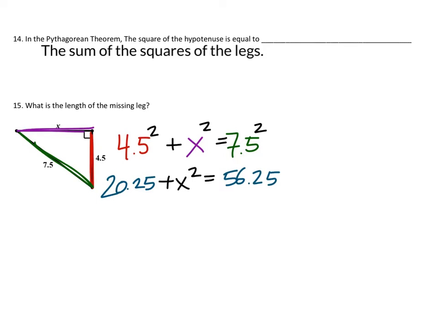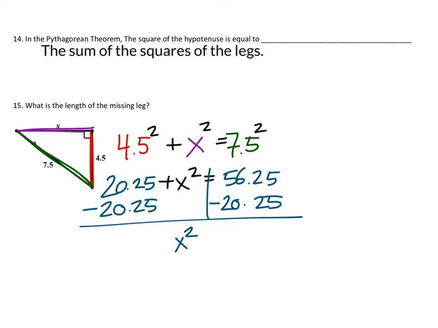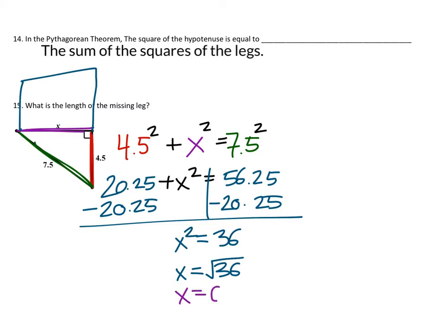Next, what I'm going to do to solve this is subtract 20.25 from both sides of the equation. And we're going to get x squared equals 36. So if I had made this a square, that would be the area. I don't want the area, what I want is the length, so I've got to take that area and square root it. If I put that in the calculator, it gives me x equals 6.